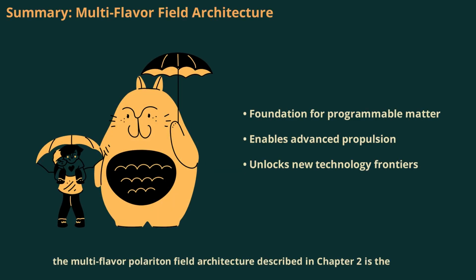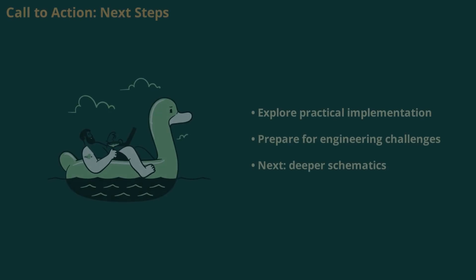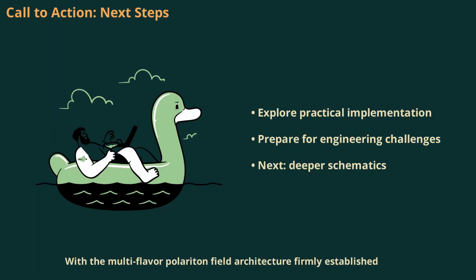To conclude, the multi-flavor polariton field architecture described in Chapter 2 is the foundation for both programmable matter and advanced propulsion in the Hartman framework. By mastering the interplay of quantum fields, nonlinearities, and coherent couplings, engineers can unlock new frontiers in material science and aerospace technology. With the architecture firmly established, the next step is to explore its practical implementation in matter writing and propulsion systems.